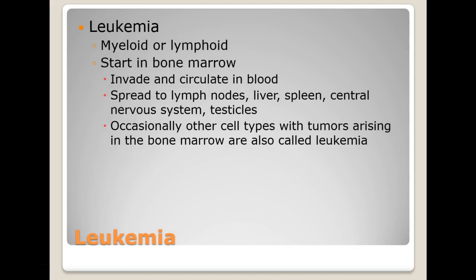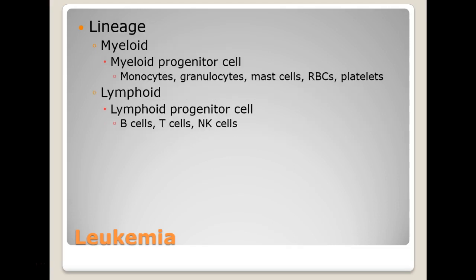First, we're going to start with leukemia and then move on to lymphoma. Leukemia, as you've learned, can be myeloid or lymphoid, and it starts in the bone marrow. That's how we differentiate leukemia from lymphoma. Leukemia starts in the bone marrow. Lymphoma is more of a lymph node, right? But with leukemia, it can spread to the lymph nodes, the liver, the spleen, the central nervous system, and many different places.